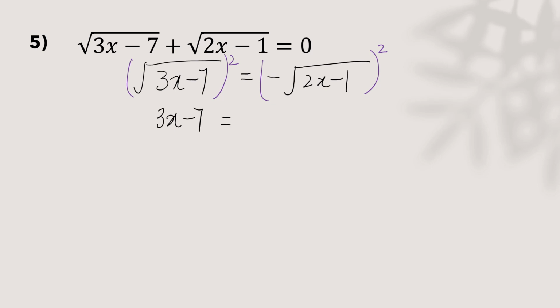here if you square a negative, this one means it's a negative 1. If you square a negative 1, you will get a positive, and then when you square the square root of 2x minus 1, you will just get 2x minus 1. All right, so let's simplify further.